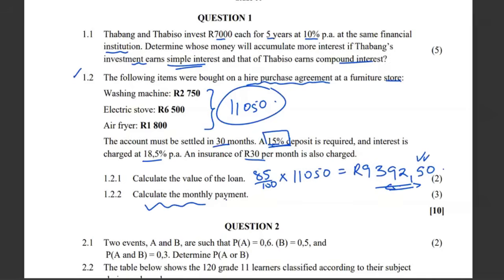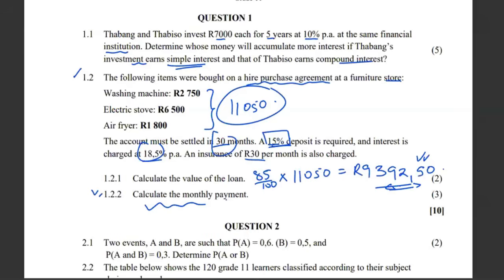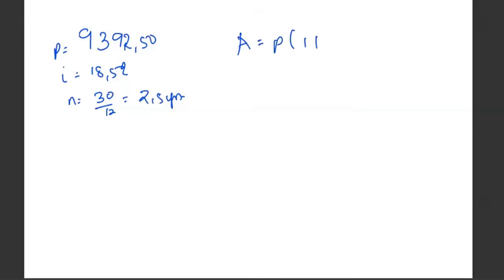So this amount that is borrowed is going to attract interest at the rate of 18.5% for a period of 30 months. So 9392.50 is going to be our P value. The interest rate is 18.5%. Our period is 30 months over 12, which is going to be 2.5 years. Now, whenever you're dealing with hire purchase, the type of interest that is used is what we call simple interest, okay? So write down the formula of simple interest, 1 plus i n.